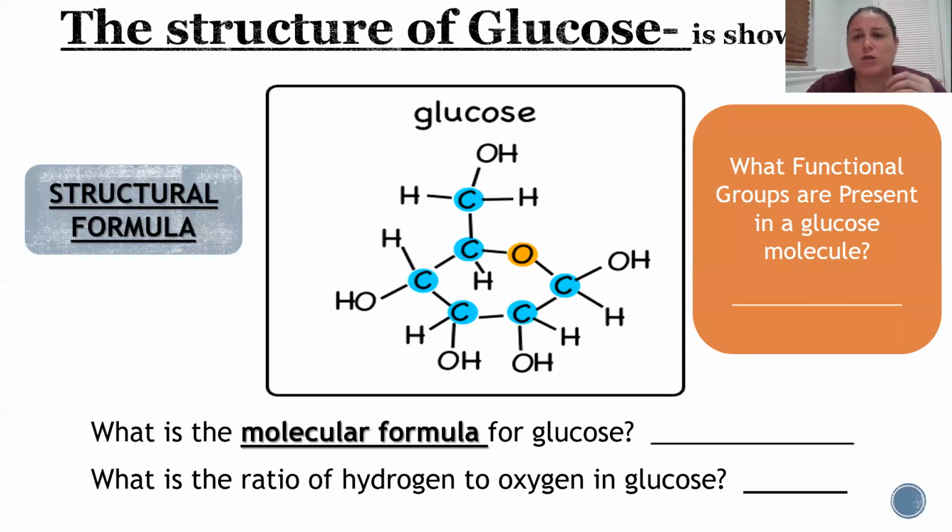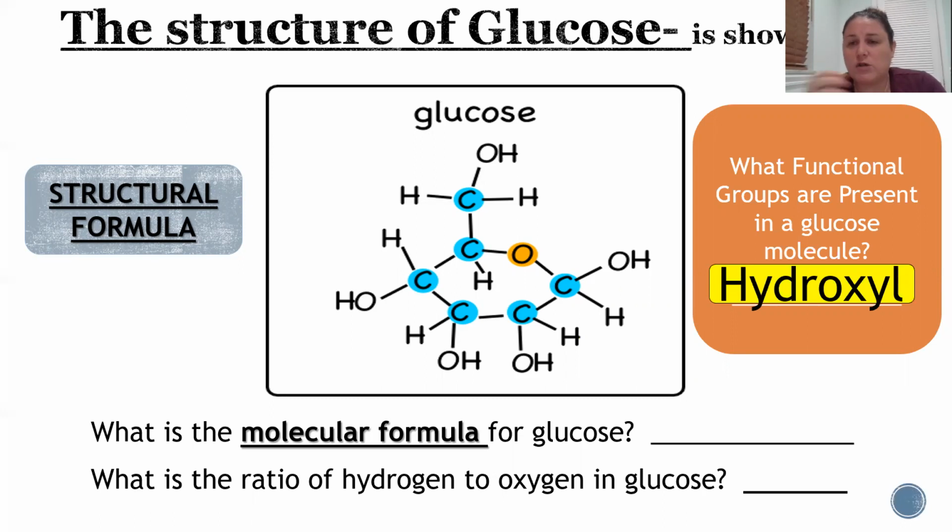So let's look at the structure of glucose. The structure of glucose is going to look like a hexagon, kind of like a stop sign. And what you're seeing on the screen is its structural formula. Now, this question asks, what functional groups are present in a glucose molecule? And the answer is a hydroxyl group. So if you'll notice, we've got a hydroxyl group here, a hydroxyl group here, a hydroxyl group here. And so these are the functional groups. And we're paying attention to those because those are going to be where bonding occurs.